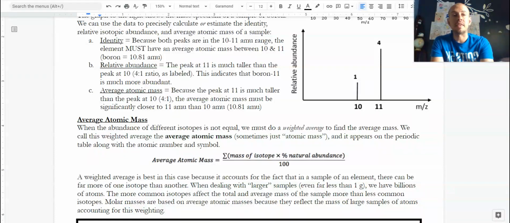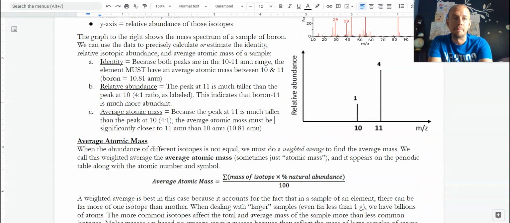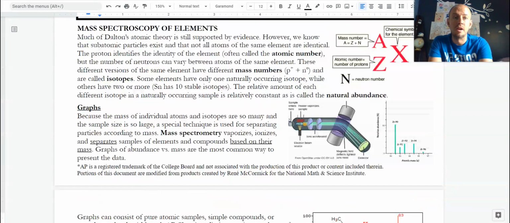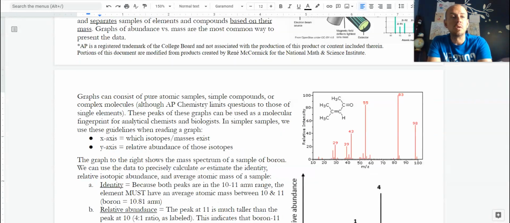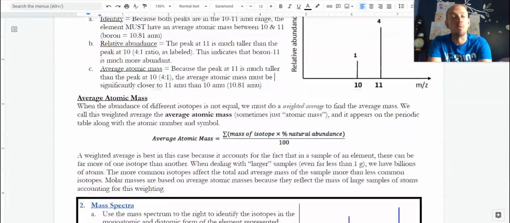This is different than mass number. So once again, mass number would be a whole number. That's protons plus neutrons. If we're talking about just one isotope, we could know protons and neutrons to find mass number, or mass number and protons to find the neutrons. But normally we're not talking about just one atom or one isotope. We're talking about a sample.